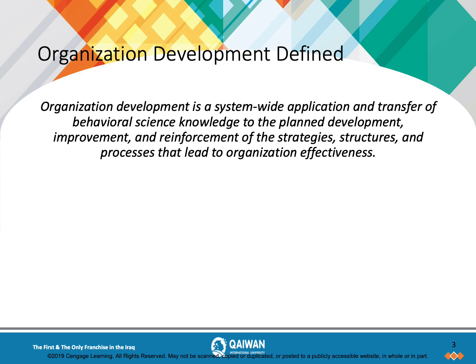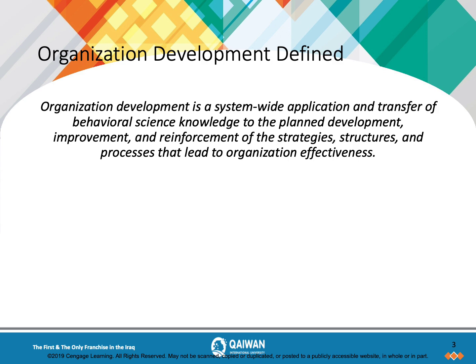When you are talking about a system, it means that organization development does not focus on only one department. It focuses on the whole organization, like management, employees, culture, and communication. So organization development looks at everything together as a system.